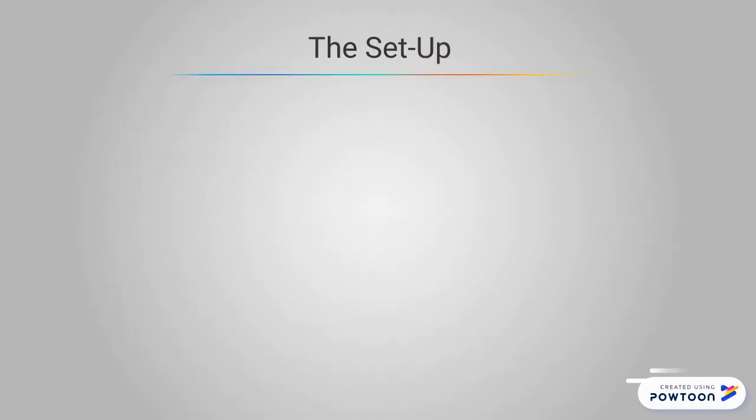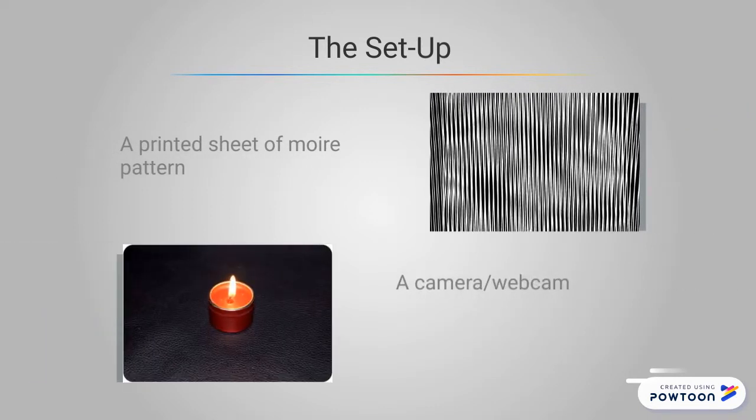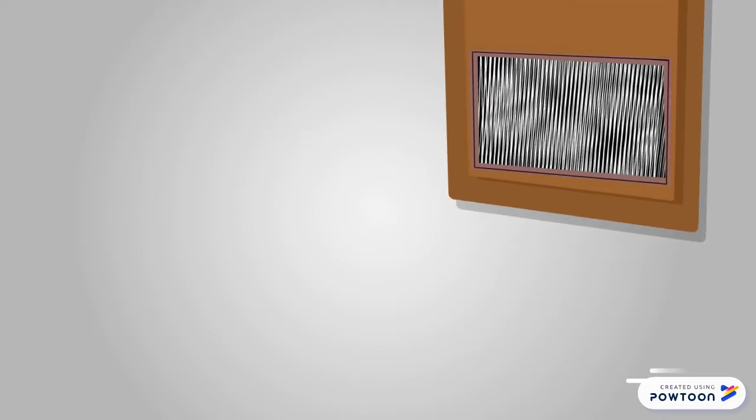In order to perform Schlieren, you will need a printed sheet of the moire pattern, a camera or webcam, and a heat source. Firstly, a moire pattern needed to be printed off. Effective patterns include narrow horizontal or vertical lines and small random black squares. The moire pattern is mounted, in our case with blue tack to the door.